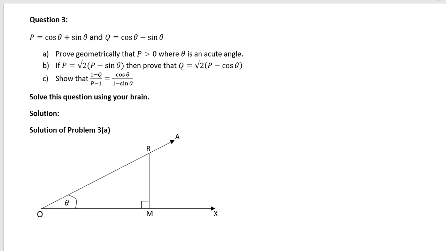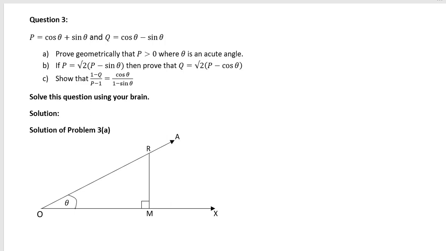You can see it here. Question 3. P is equal to cos theta plus sin theta and Q is equal to cos theta minus sin theta. Question A: prove geometrically that P is greater than 0, where theta is an acute angle. Question B: if P is equal to root 2 into P minus sin theta, then prove that Q is equal to root 2 into P minus cos theta.